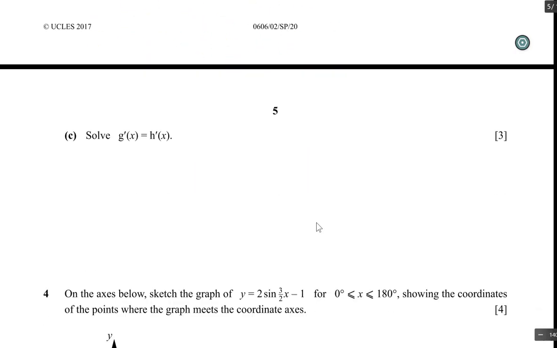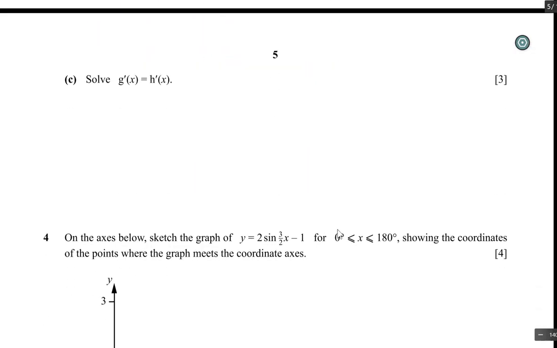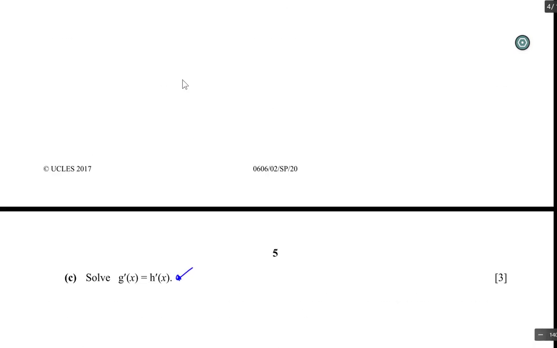Alright, then they ask you to solve this one. Remember, when you see this dot carefully, this is a prime. This is not the inverse. Some students might think, oh, this is inverse g equals inverse h, which is not. This is the derivative. Alright, you need to differentiate g(x) and it will equal the derivative of h(x). So yeah, we need to differentiate both of these.